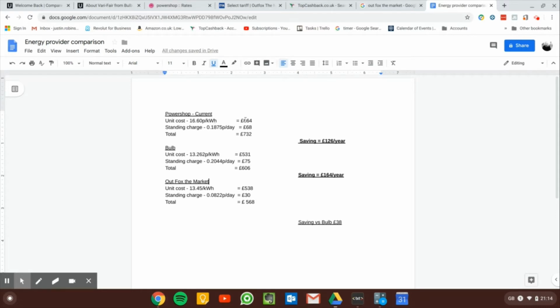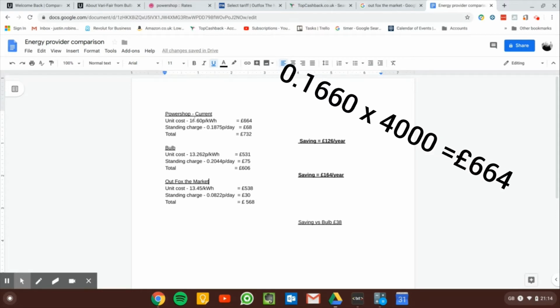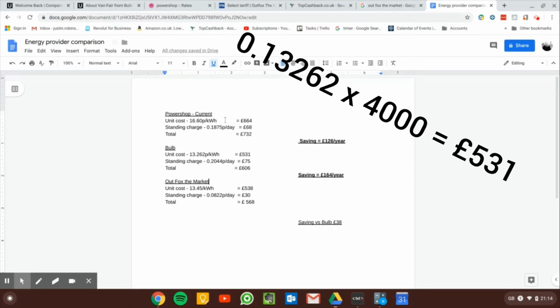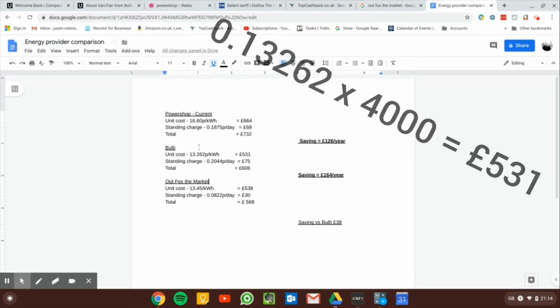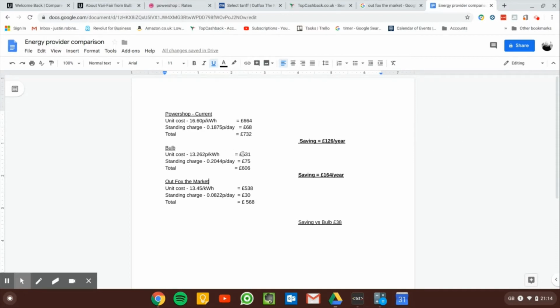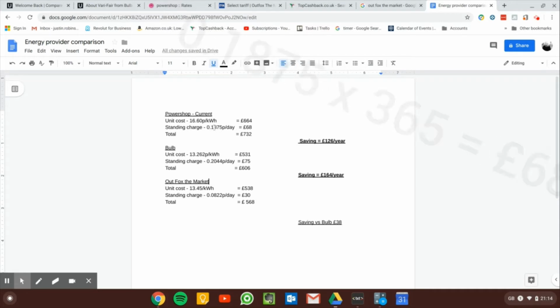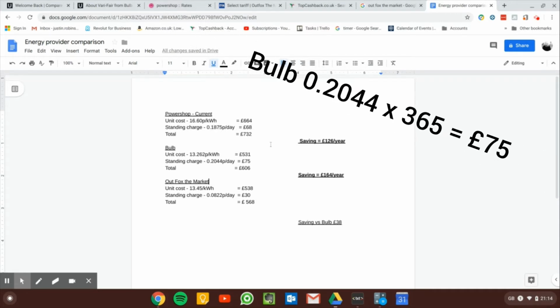Done that with both of them. So my current one is £664 per year, and Bulb would be £531. But I need to add to that the standing charge, which is less with my current provider. So I've timesed my standing charge by 365, come out with £68, and Bulb's standing charge times 365 comes out with a bit more.